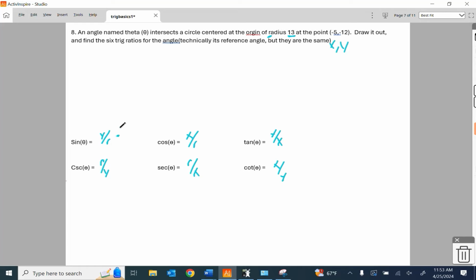So if you can remember your circular ideas, we'd have negative 12 over 13. This would be the reciprocal. 13 over 12, negative in the numerator. Cosine is x over r, negative 5 over 13. Beneath it would be her reciprocal, negative 13 over 5. Tangent's y over x, negative 12 over negative 5, which is 12/5, and cotangent is its reciprocal, 5/12.